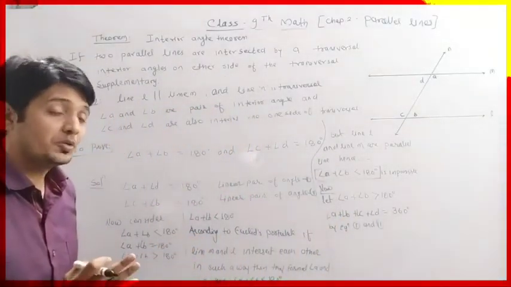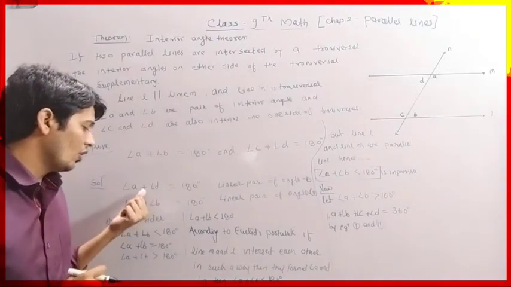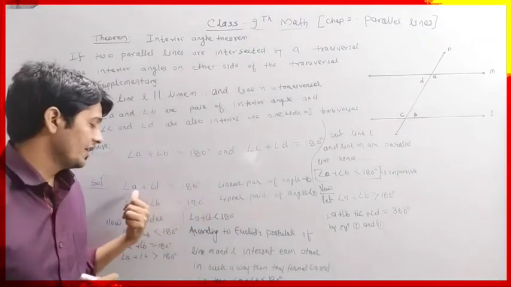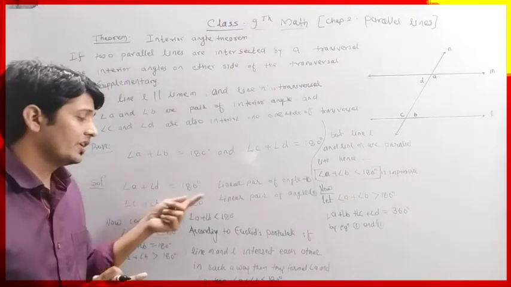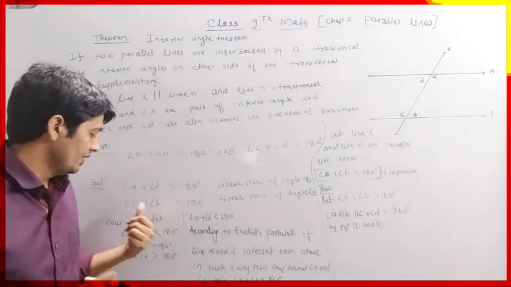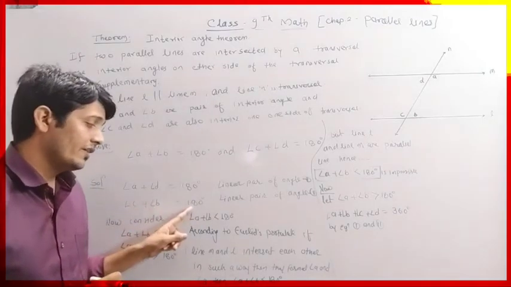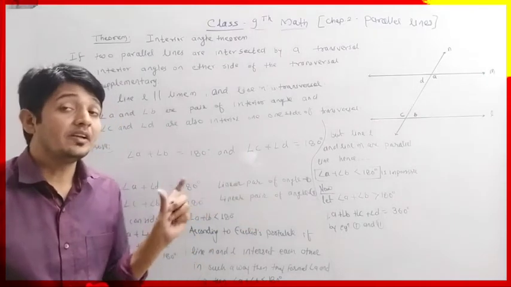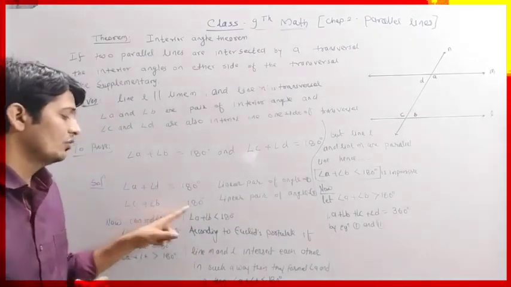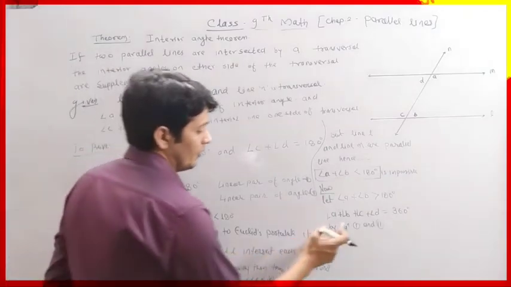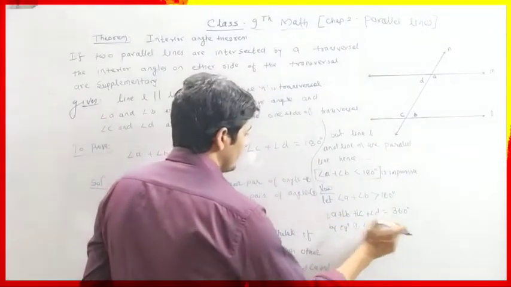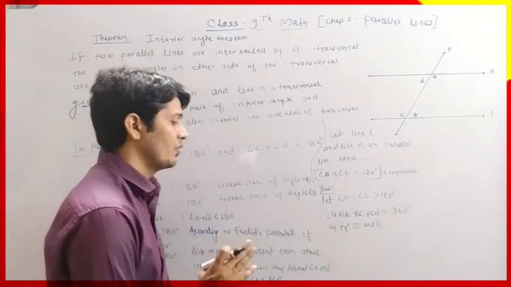When will this be possible? When we add all these two equations, angle A and angle D are a linear pair, so their sum is 180 degrees, and angle C plus angle B equals again 180 degrees, because they are a linear pair of angles. Therefore we have written angle A plus angle B plus angle C plus angle D equals 360 degrees. Therefore we can rearrange the equation.